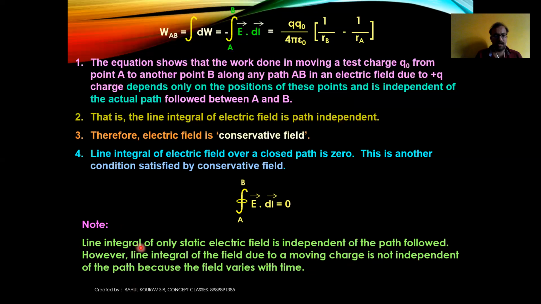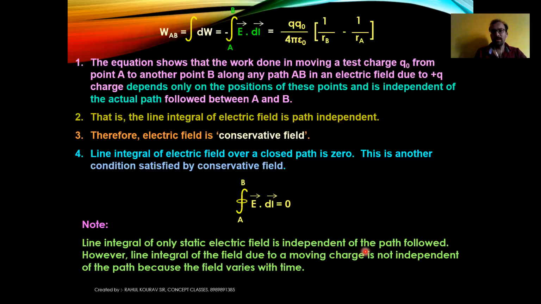Line integral of only a static electric field. Remember the word static. The line integral of only a static electric field is independent of the path followed. This is written only for the static electric field. However, for the electric field due to a moving charge: if the charge is static, then it is independent, and if the charge is moving, it is dependent on the path because the field varies with time.